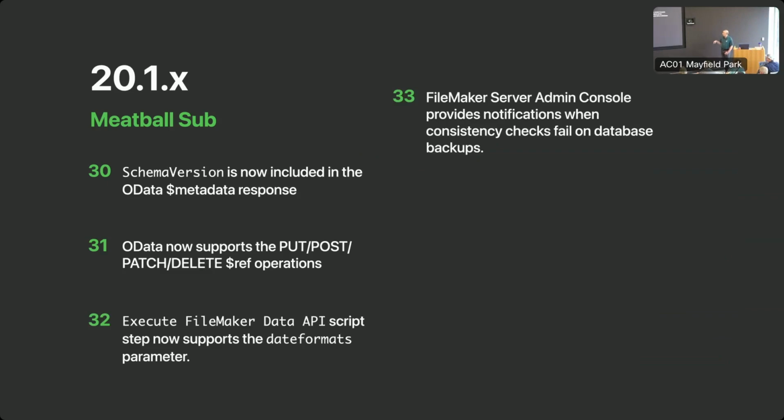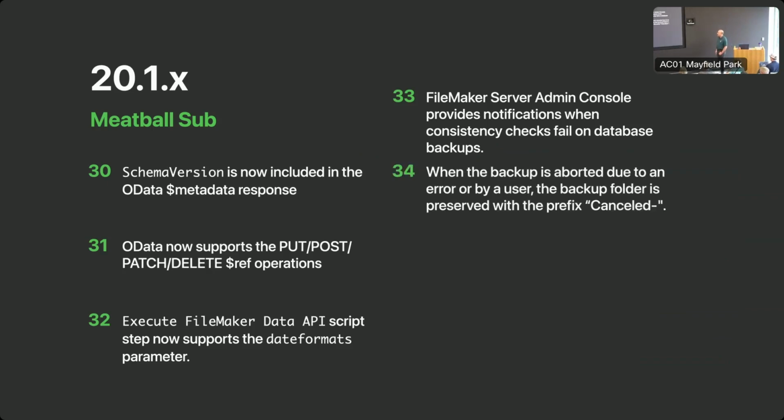The FileMaker Server admin console now provides a notification when consistency checks fail on a database backup, which I think is really cool, because sometimes an error in consistency of your backup is a flag to say, oh, I better check what my live file is doing so I can get in there and investigate before I do have a problem. So now we get that alert.